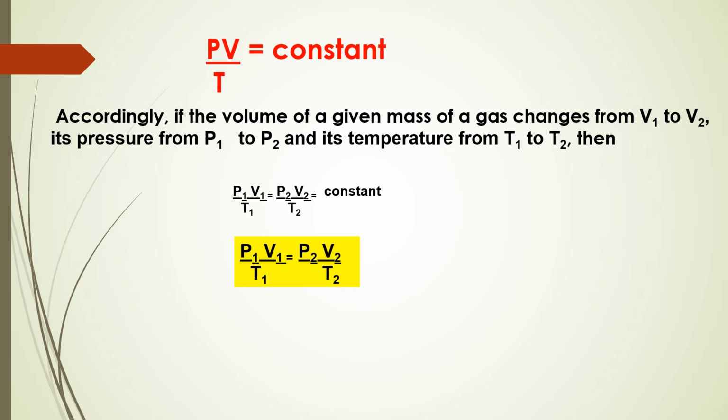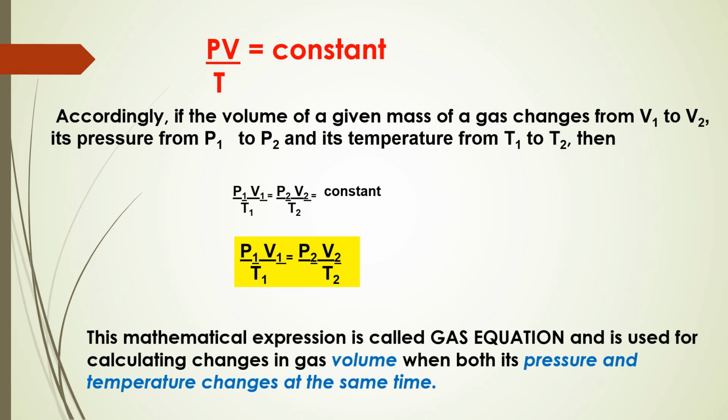So it can go on and on, because the product of P1 V1 divided by T1 is always a constant. And this particular relation, P1 V1 by T1 equals P2 V2 by T2, is known as the gas equation. This equation is used in calculating changes in gas volume when both its pressure and temperature change at the same time.